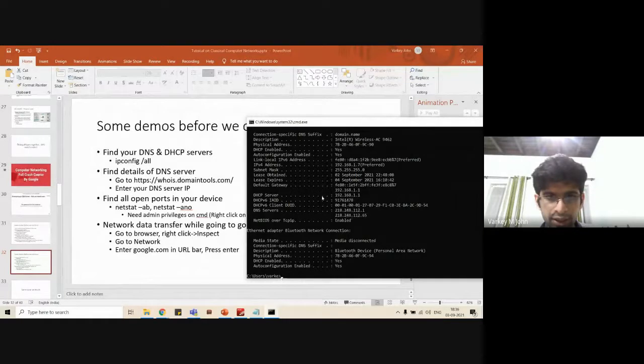Here you can see the DNS servers. I'm using 2 DNS servers. Similarly, the DHCP server is basically my router itself. The DHCP server gives me an IP. When I give my MAC address, the DHCP server gives me the IP address. This DNS server, I can actually check where it is and what details there are about the server.